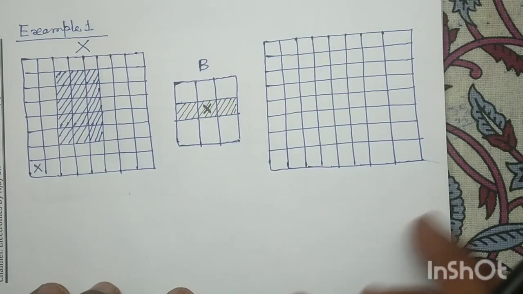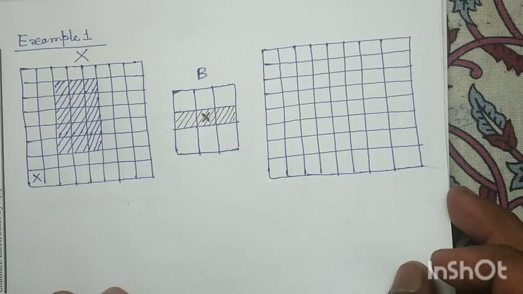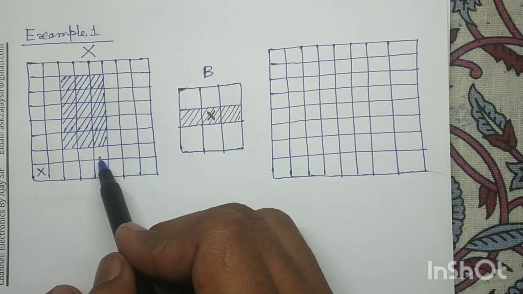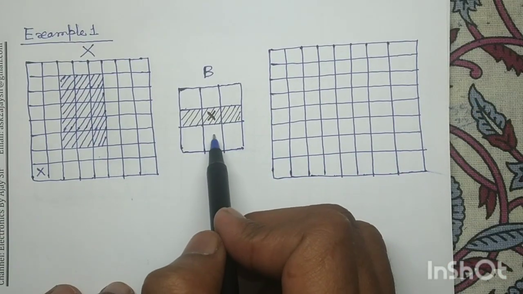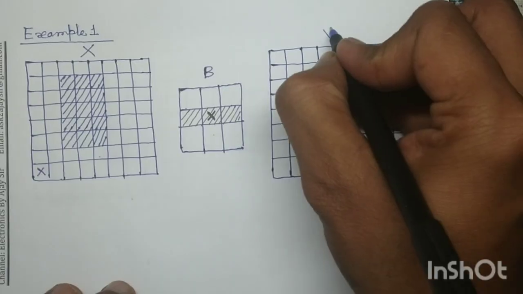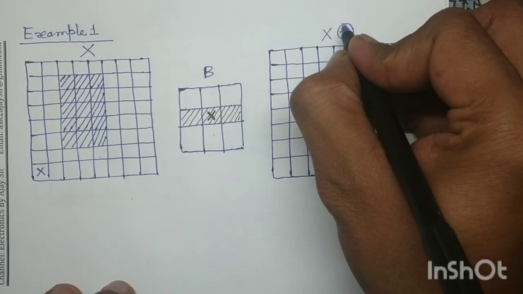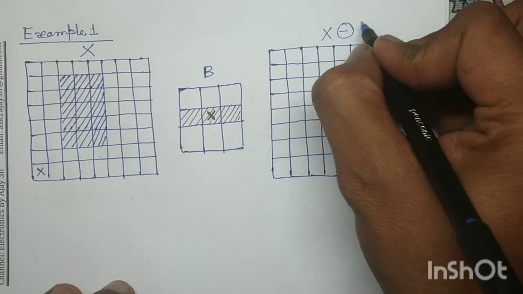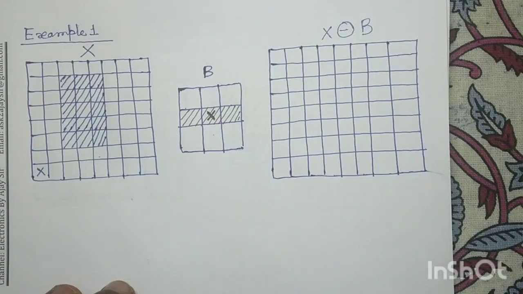So in this example, in the same example, we will apply the analytical method. This is my input image set X. This is my structuring element B. And here we have to draw the X erosion with B.